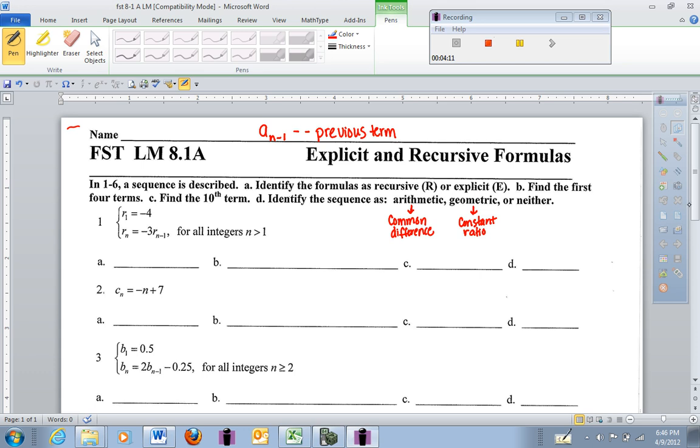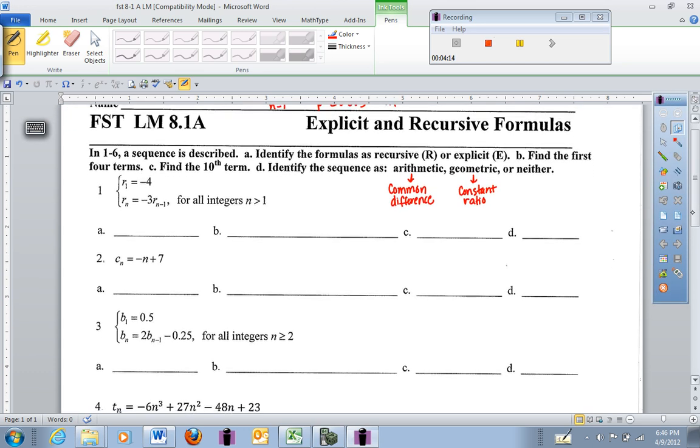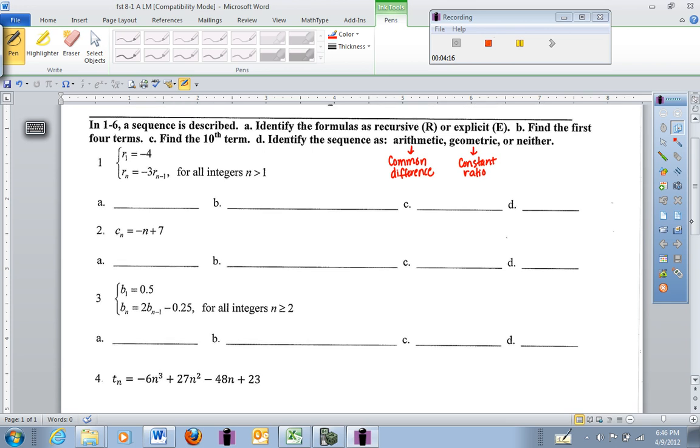Okay, well, let's just look down through this list of problems, 1 through 6, and let's mark them all for Part A as either explicit or recursive. You can pause this video if you think you already know all the answers. You could go ahead and fill in Part A on each one. If not, I'm going to talk you through it here.